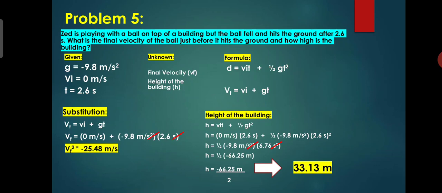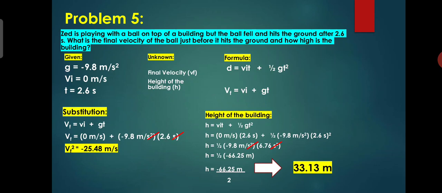Okay, so number 5 problem. Z is playing with a ball on top of a building, but the ball fell and hits the ground after 2.6 seconds. What is the final velocity of the ball just before it hits the ground and how high is the building? If you notice in the given, only 2.6 seconds is given, that is the time, right?